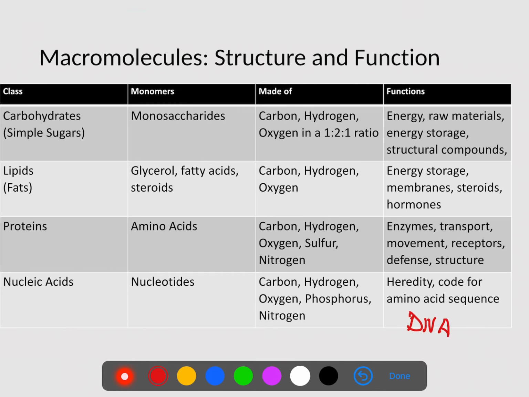So hopefully this video helps you out with the macromolecules. Again, there's a lot of information here, but it's all really good information to help you out. Again, carbohydrates, lipids, proteins, nucleic acids, all of them are large molecules. And three of them, all of them except for lipids, form from monomers into polymers.